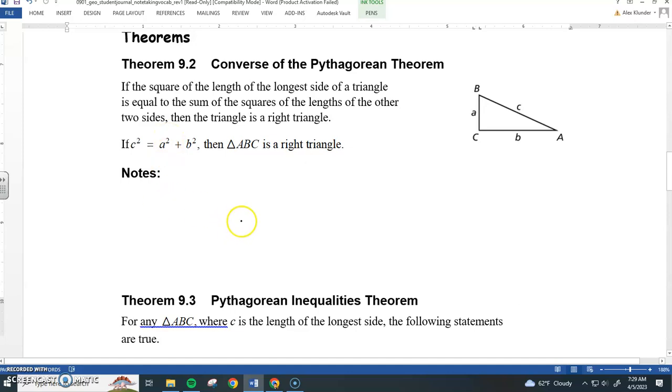Converse of the Pythag is just flipped. We said previously, if it's a right triangle, then Pythag is true. And now we're saying, if Pythag is true, then it's a right triangle. We've seen these converses a bunch.